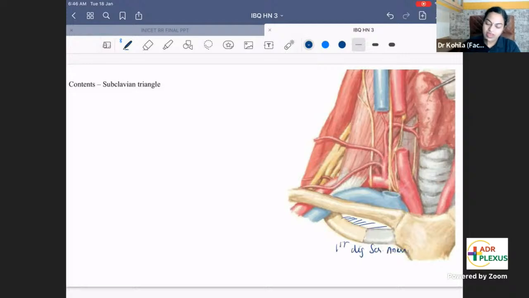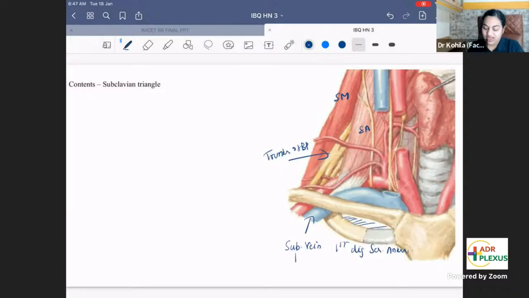Okay, so can you identify the structures here? This is scalenus medius, scalenus anterior, the trunks of brachial plexus. This blue color one is the subclavian vein. Can one of you tell me the tributaries of subclavian vein?